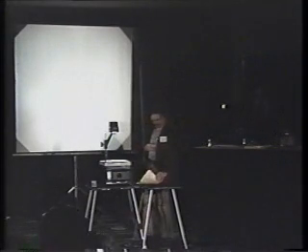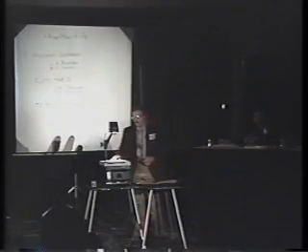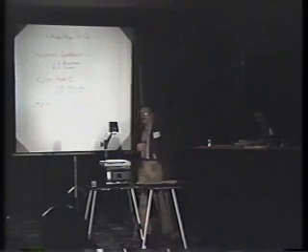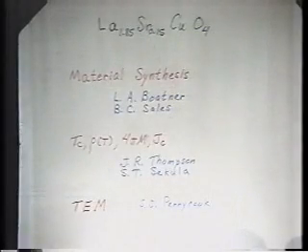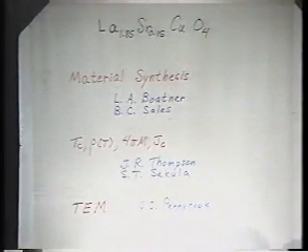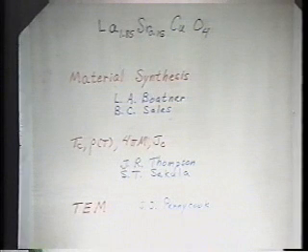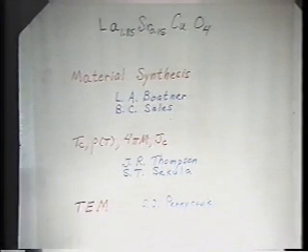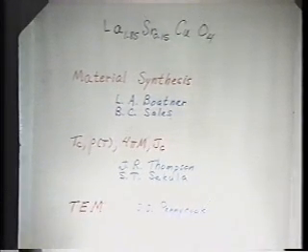I want to discuss a few of the systematics we've observed in correlations among the sample processing, the microstructure, and the superconducting and transport properties. These are correlations amongst the processing technique, the microstructure observed by TEM, and some of the transport and superconducting properties. I won't have time to present all of them.